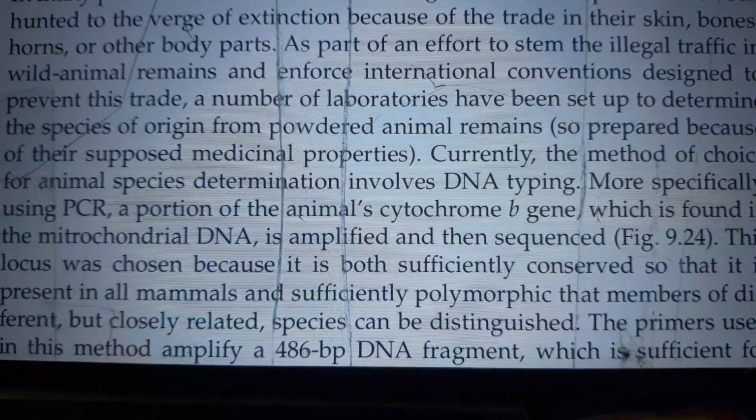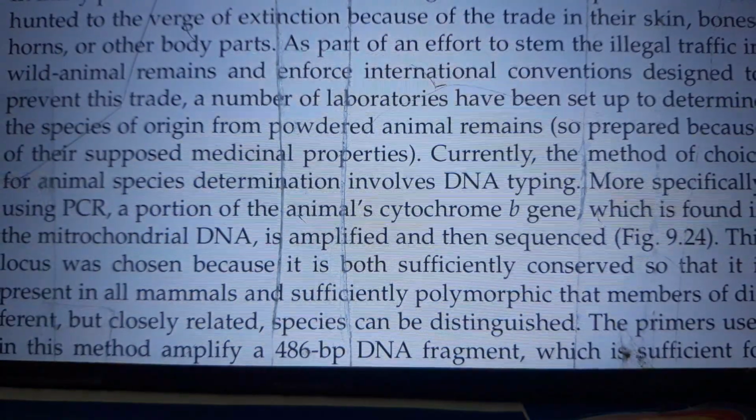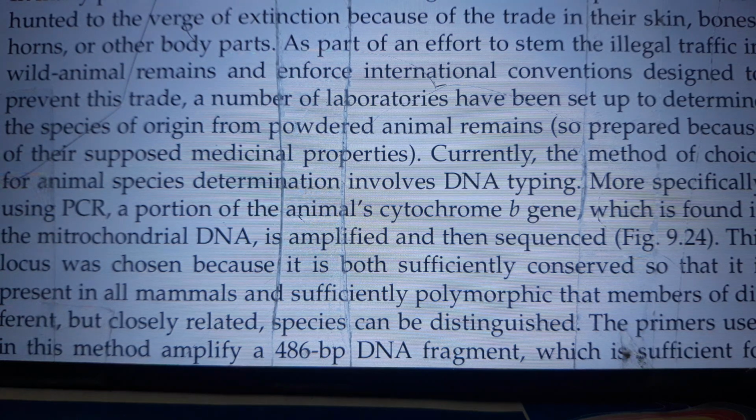Animal species determination. In many parts of the world, numerous large mammalian species have been hunted to the verge of extinction because of the trade in their skin, bones, horns, or other body parts. As part of an effort to stem the illegal traffic in wild animal remains and enforce international conventions designed to prevent this trade, a number of laboratories have been set up to determine the species of origin from powdered animal remains, so prepared because of their supposed medicinal properties.